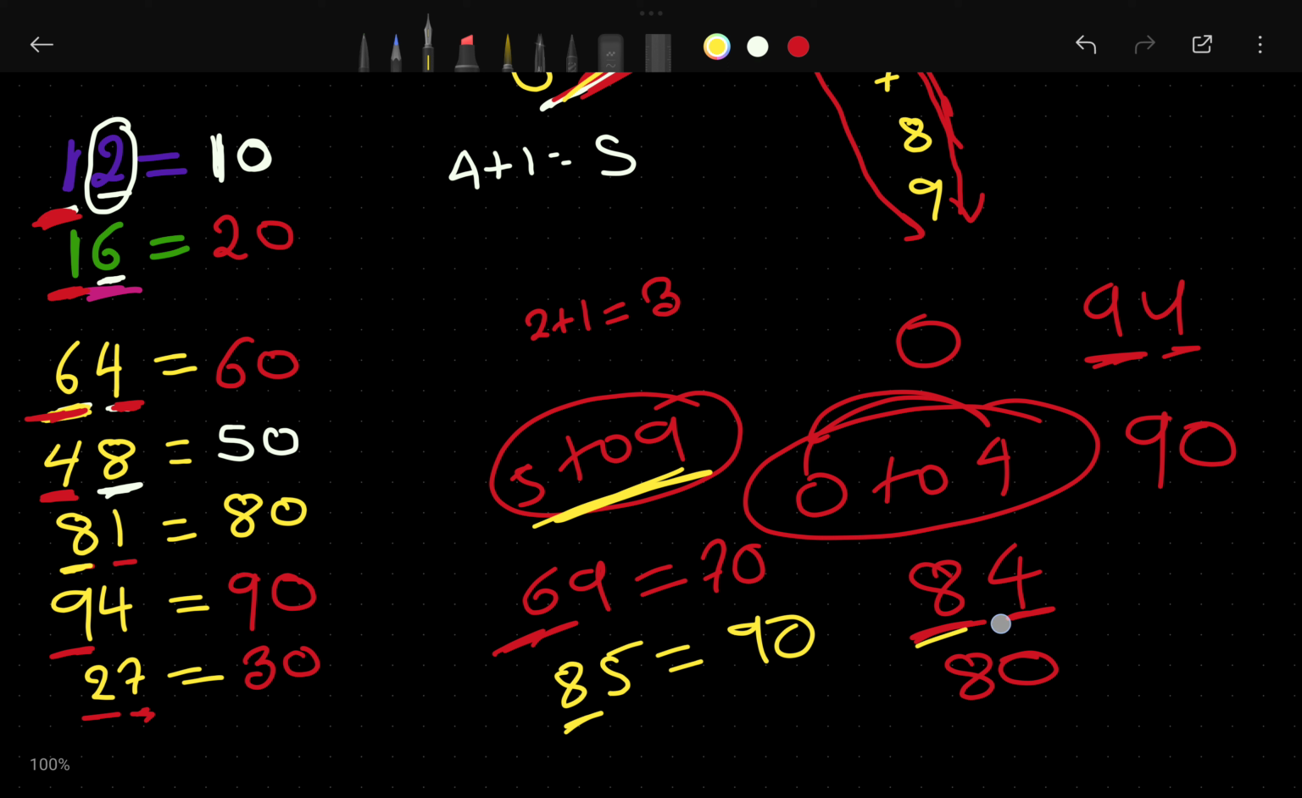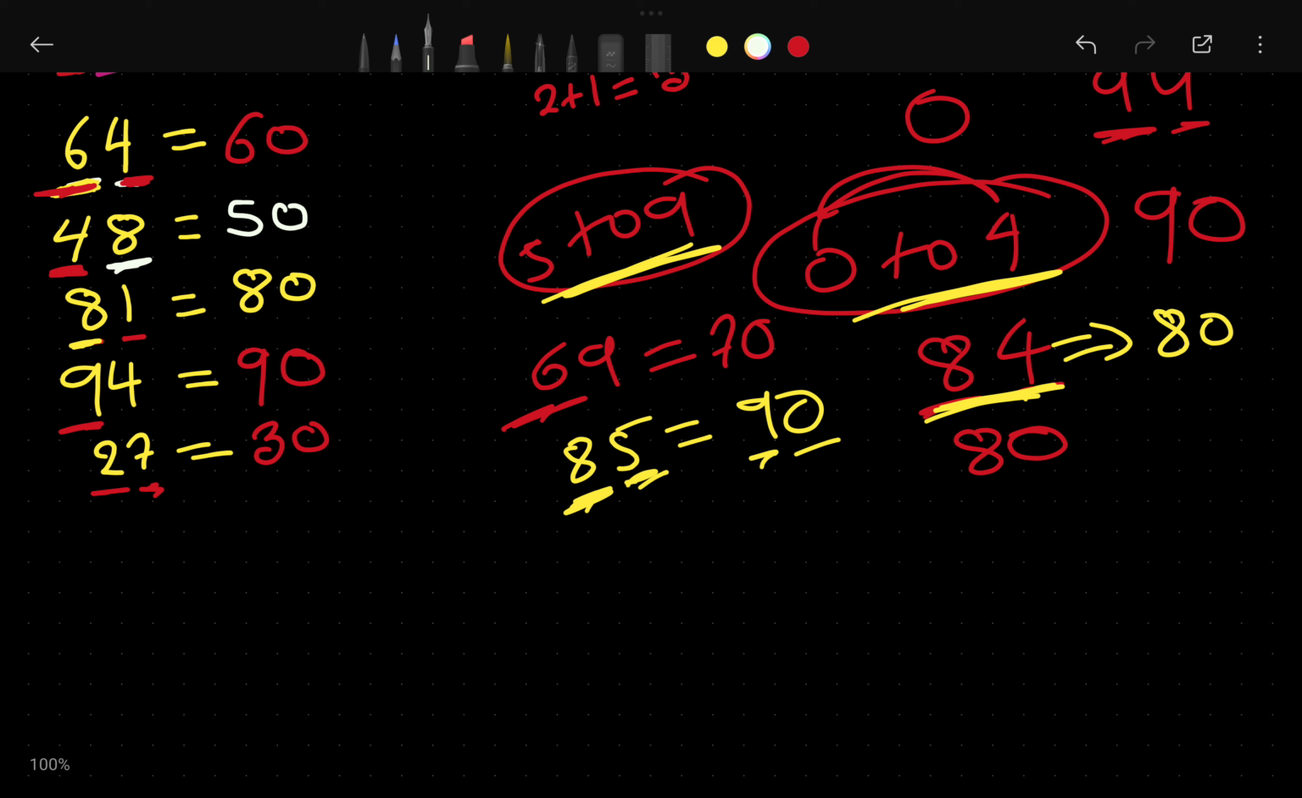Here is the difference: in 84, the 4 goes downside and becomes 0, so it is 80. But here the 5 is in the plus 1 case, so 8 is going to be 9, and whatever follows will be 0. Okay, I hope you will understand.